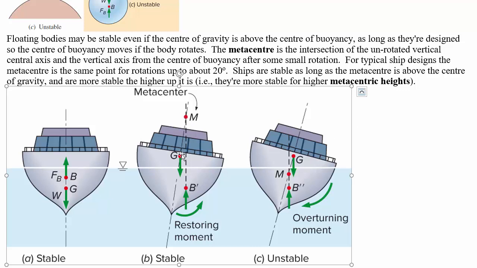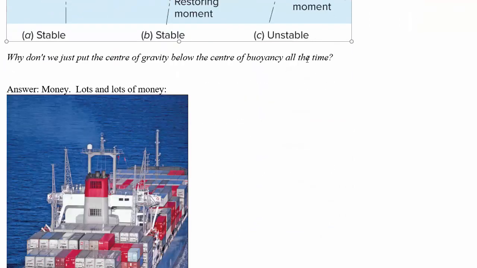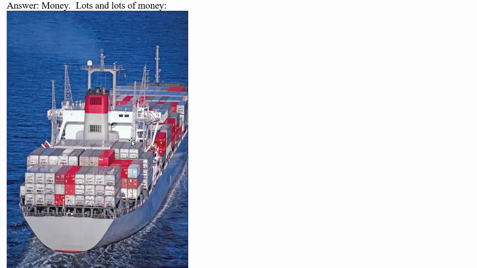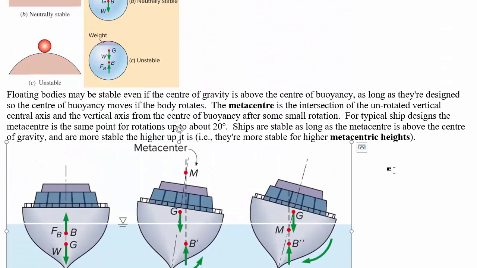This distance that it is above the center of gravity is called the metacentric height, and it's a measure of the stability of ships. So if the metacenter goes below the center of gravity, then this is bad. This ship is capsizing. It's tilted too much. Now you might think, all right, why don't we just put the center of gravity below the center of buoyancy all the time, so we don't have to worry about this? The reason we don't do that is because then we can't ship as many things and make lots and lots of money. So do some good engineering, and you can find ways to get much more money.